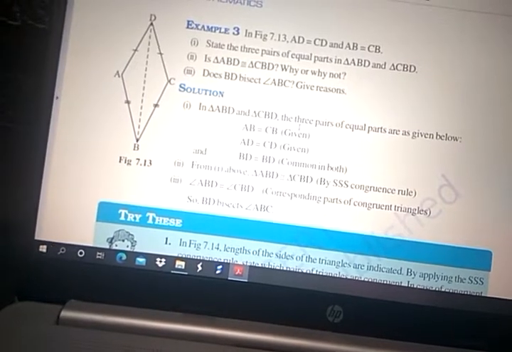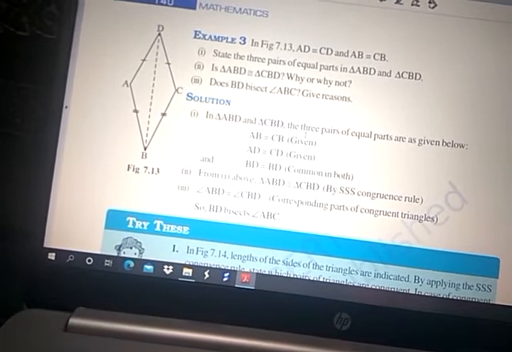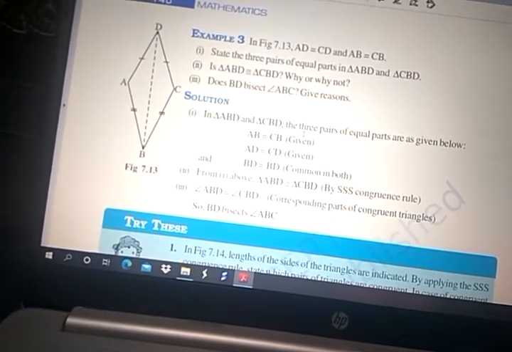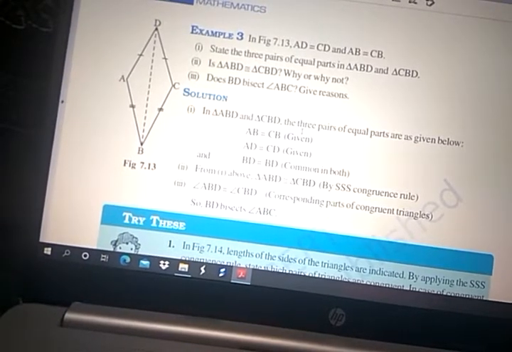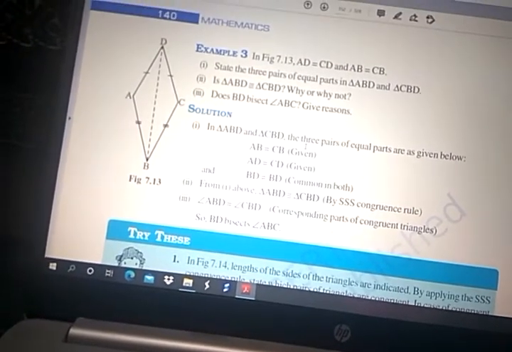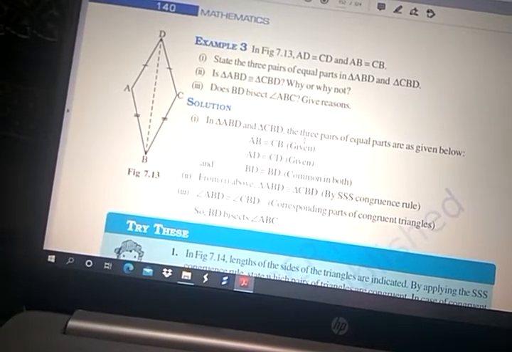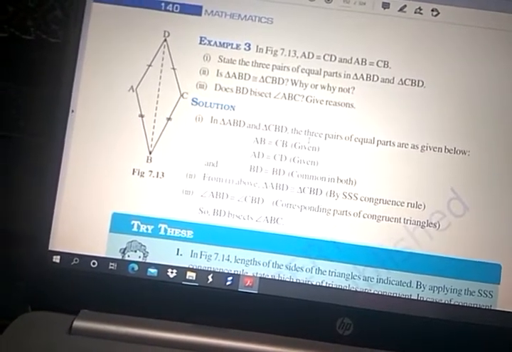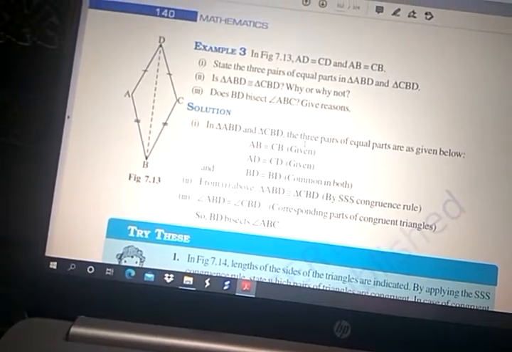Okay, the second is, does BD bisect angle ABC? So angle ABD is equal to angle CBD by corresponding parts of congruent triangles. I said, by CPCT. So BD bisects angle ABC.